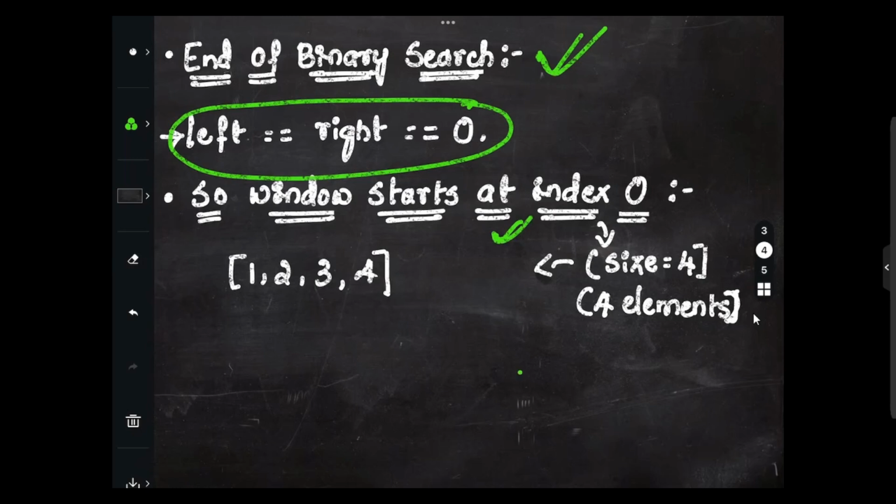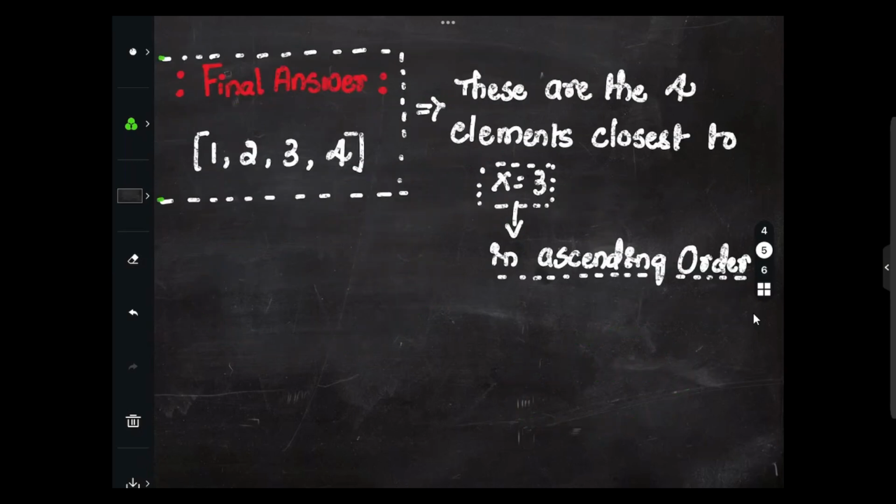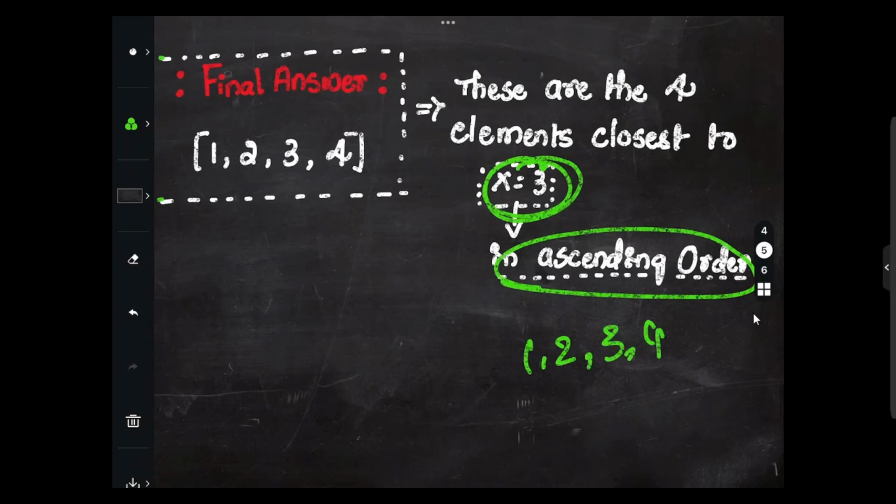Now we have only 4 elements, with a size of 4, nothing but the elements 1 2 3 4. We have already considered 1 2 3 4 5. So the window starts at index 0. Now we have the 4 elements, right? These are the 4 elements that are close to x equals 3, in ascending order: 1, comma 2, comma 3, comma 4.